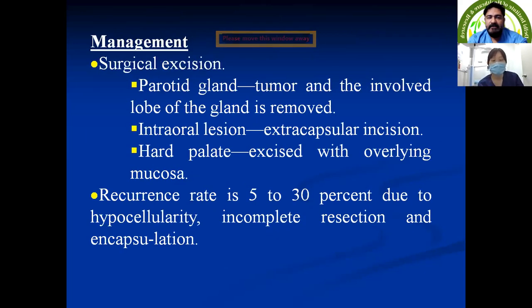Management: surgical excision. The parotid gland tumor and the involved lobe of the gland is removed. Intraoral lesions, capsular incision. Then the hard palate is excised with the overlying mucosa, if the tumor is big and going to the hard palate also. Recurrence rate is low, 5 to 30%, due to the hypocellularity and incomplete resection and encapsulation. Then only recurrence is there. Otherwise, there is no recurrence.